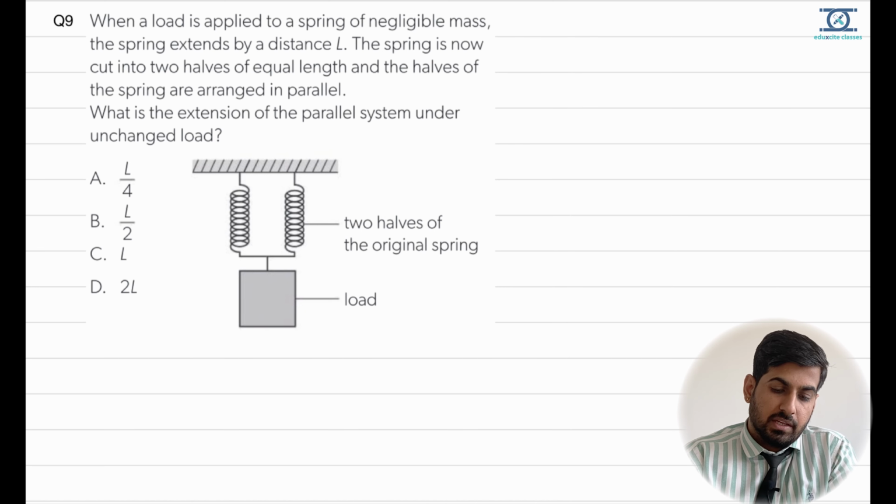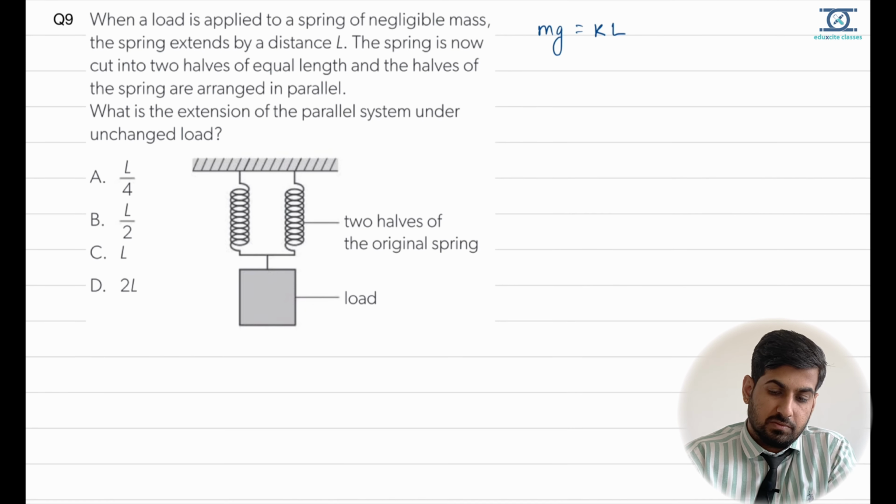Okay, now what I can say is initially the weight, let us say mg is equal to k times L, right? And if the springs are connected in parallel, the spring constant is inversely proportional to the length. So if the length is halved, the spring constant becomes double, right?